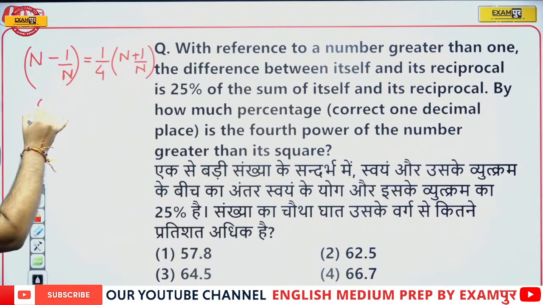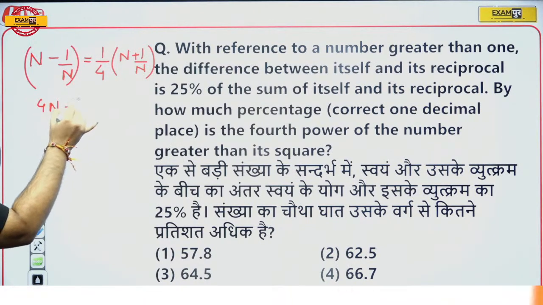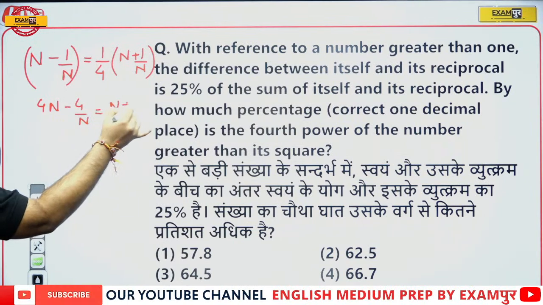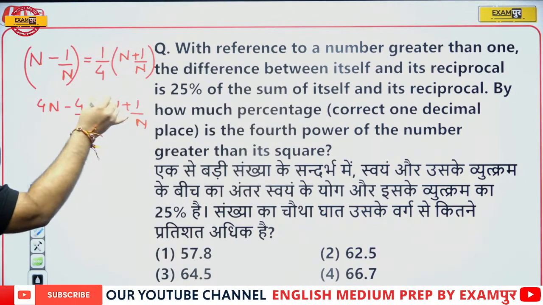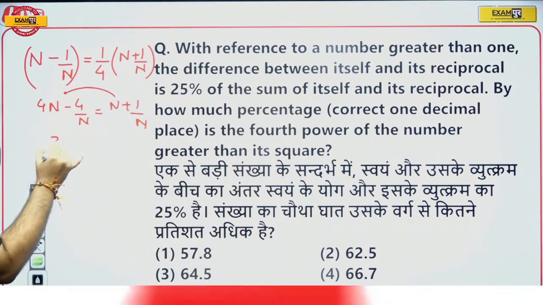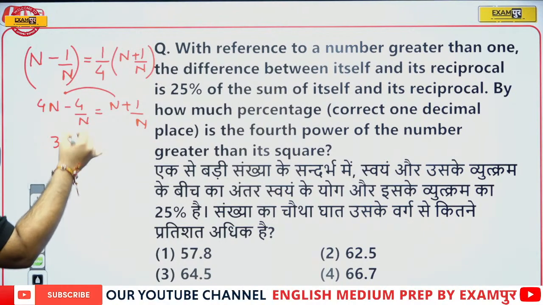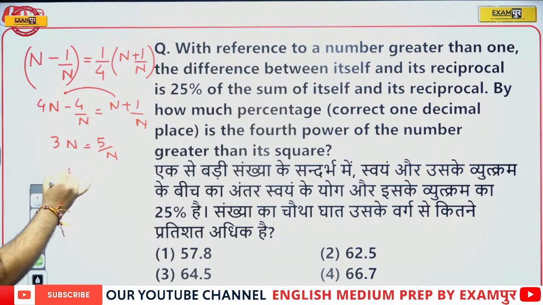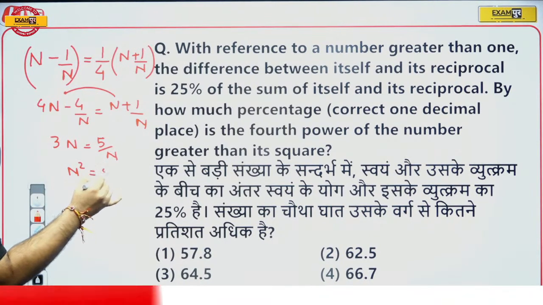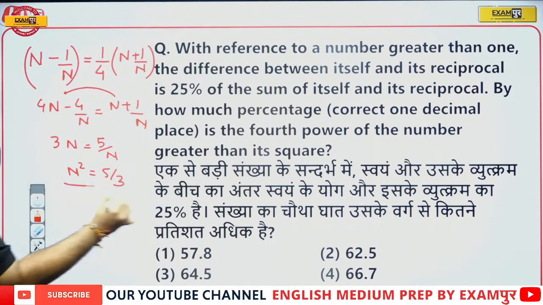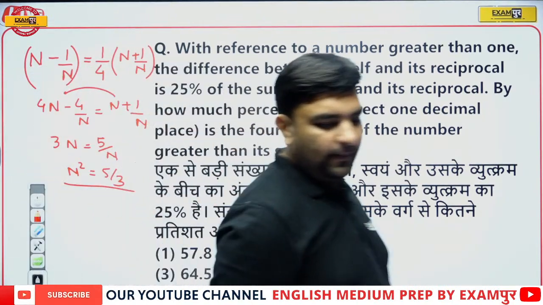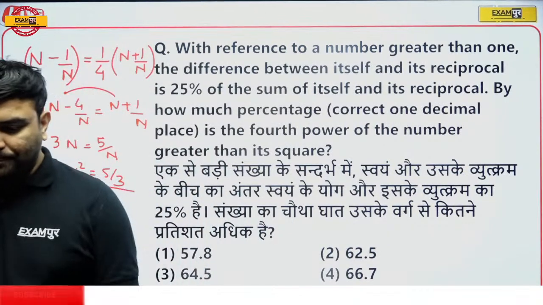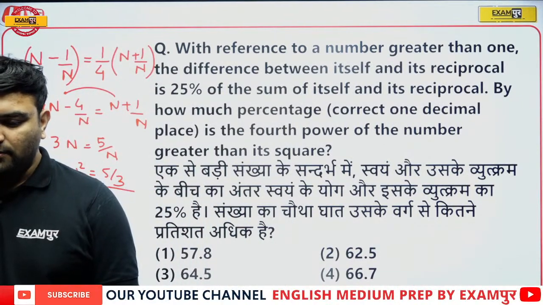Take this 4 there. 4n minus 4 by n is equal to n plus 1 by n. Take this side: 3n is equal to 1 by n plus 4 by n, which is 5 by n. So n square is 5 by 3.